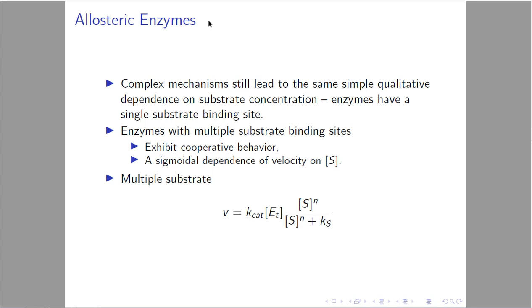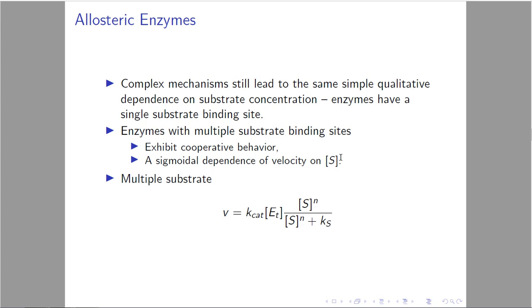So here we can see that complex mechanisms still lead to the same simple qualitative dependence on substrate concentration. Enzymes with a single substrate binding site are the enzymes with a single site. But an enzyme with multiple substrate binding sites again shows cooperative behavior, and exhibits a sigmoidal dependence on S.